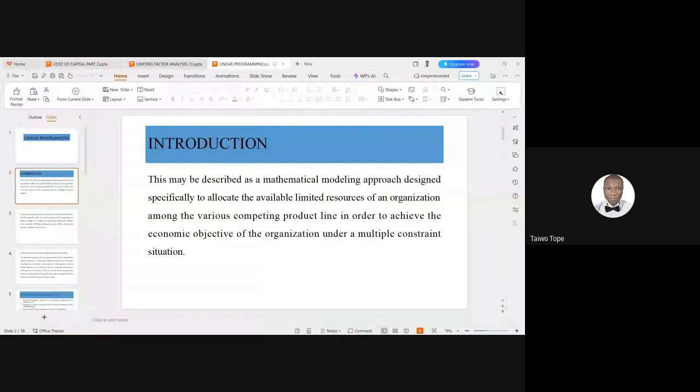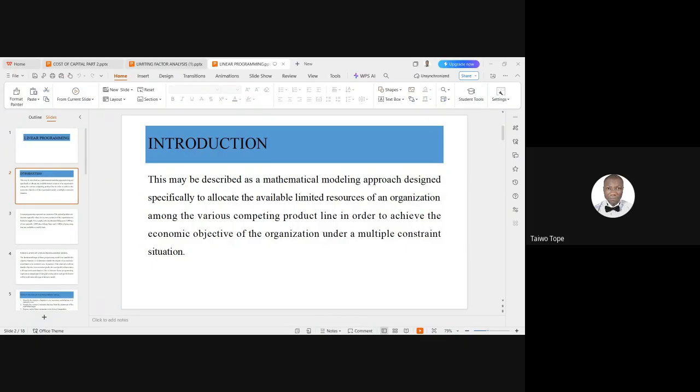And there are various steps you need to note when solving linear programming questions. But the point is, why linear programming? Why does an organization make use of linear programming in solving problems that have to do with limited resources?